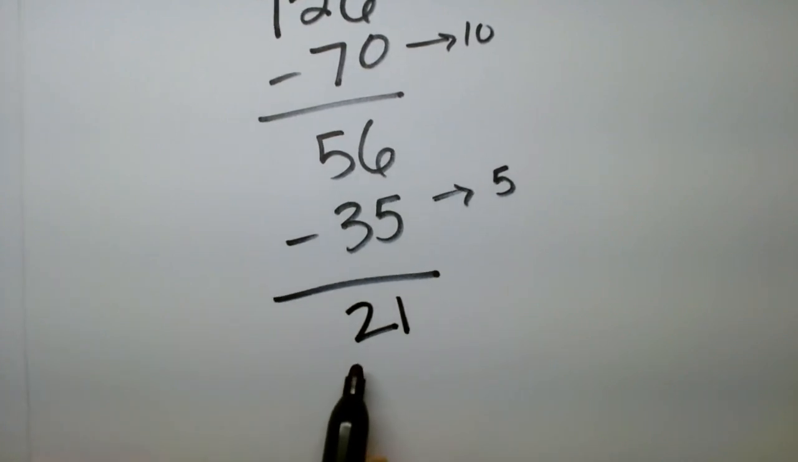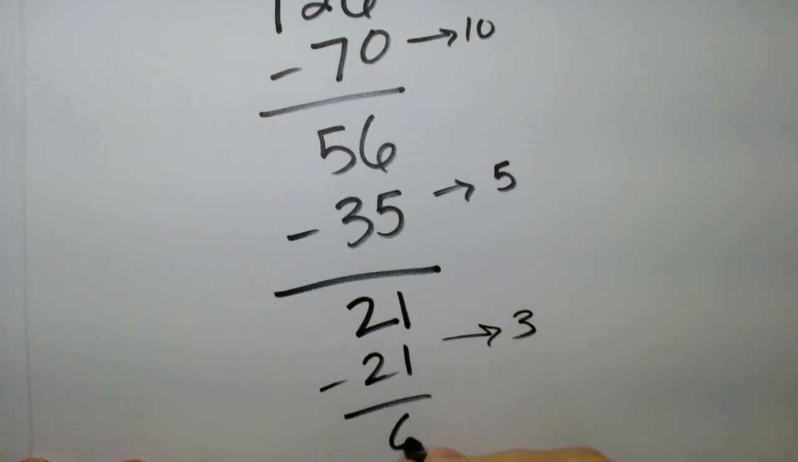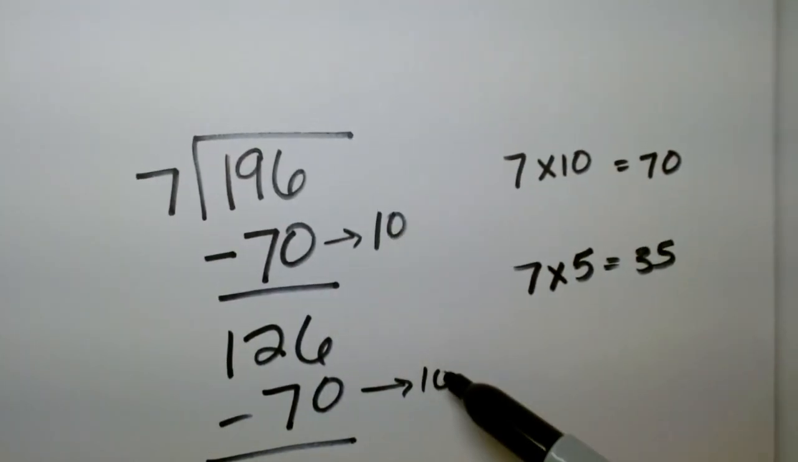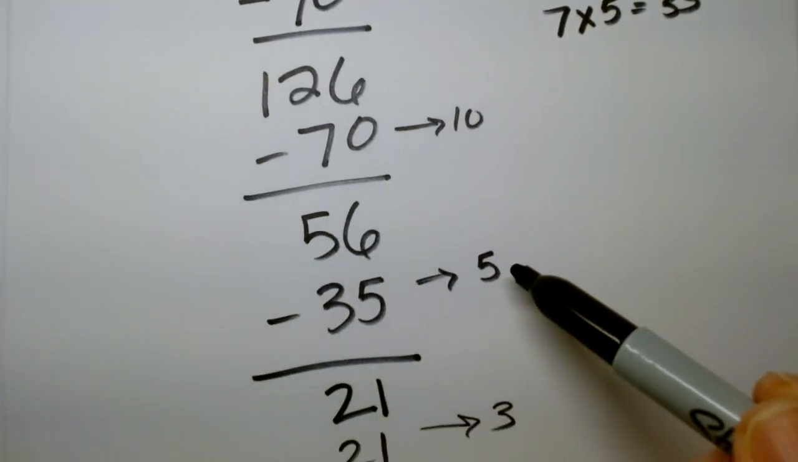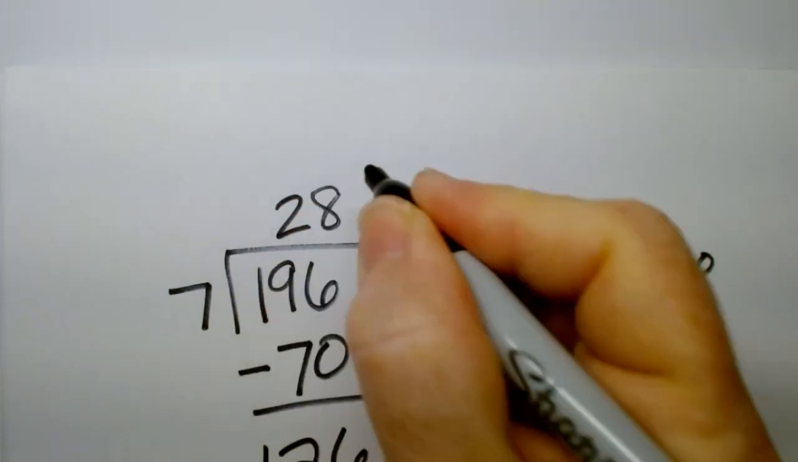Ooh, 7 goes into 21 nicely, doesn't it? It goes in 3 times. Minus 21, and I get 0. So what's the answer? The answer is 10 plus 10 is 20, plus 5 and 3 make 8. So the answer up here is 28.